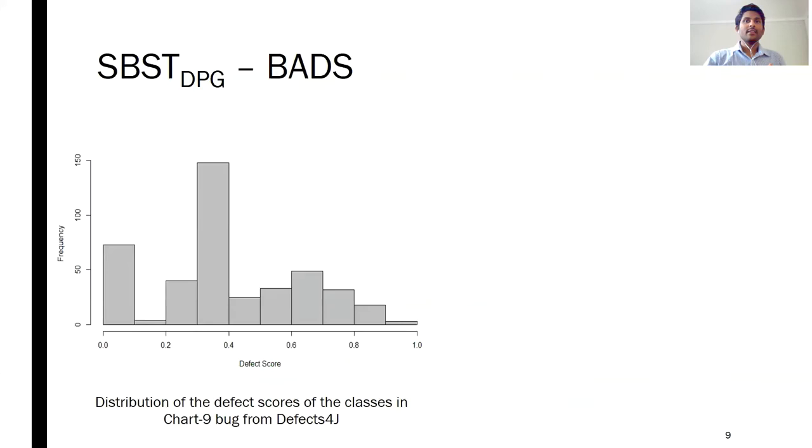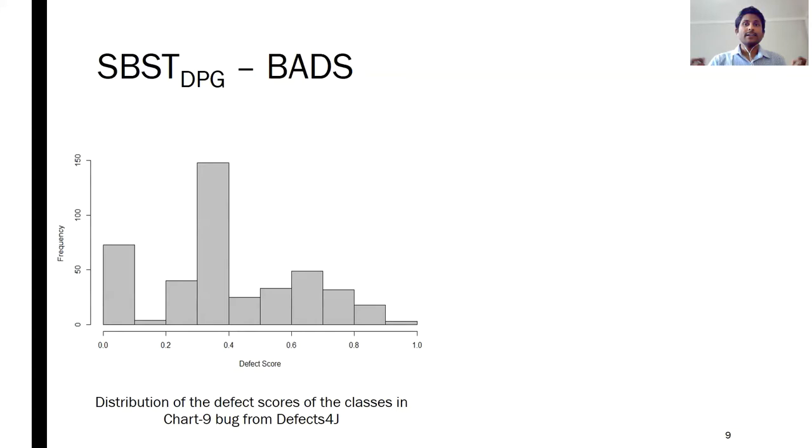So, in order to understand how BADS allocates time budgets to these classes, let's have a look at this example. The defect score distribution shown in this histogram is a good example of the usual defect score distribution by a defect predictor. The x-axis on the histogram denotes the defect scores assigned to the classes in the project, where a defect score of 1 represents the most likely to be buggy class. The y-axis represents the number of classes in each defect score bucket, or in other words, the frequency.